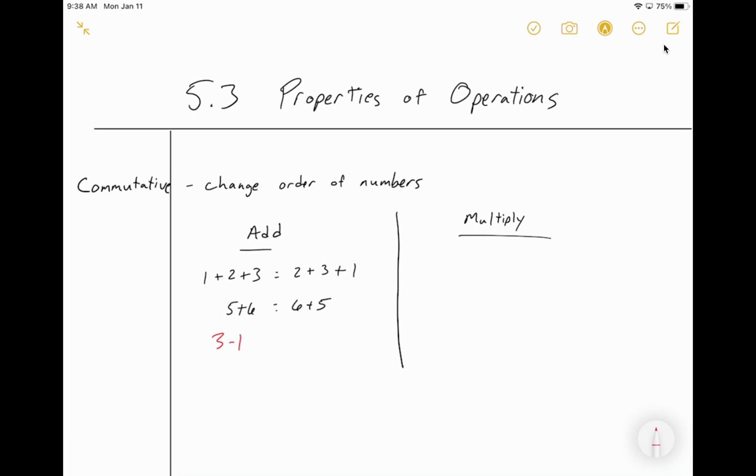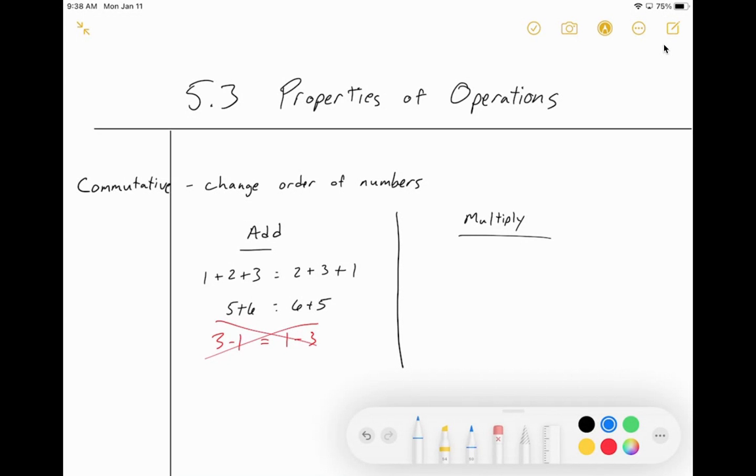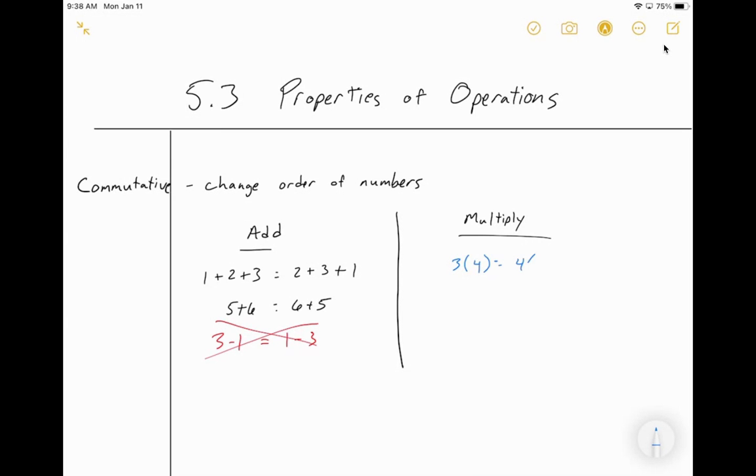3 minus 1, is that the same thing as 1 minus 3? No, right? One of them gives you 2, the other one gives you -2. So this does not work, okay? It only works for addition, okay? And then now we'll check with multiplication, okay? So multiplication, same thing, right? You can say that 3 times 4 is equal to 4 times 3. That is true, okay? It doesn't matter the order.